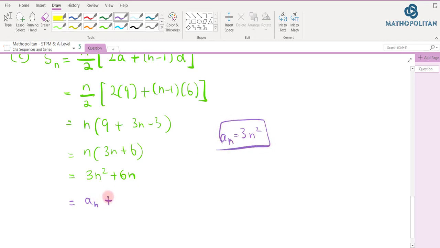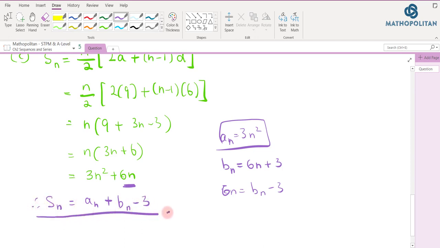But what about 6n? From our previous question, part A, we found out that B sub n is equal to 6n plus 3. So in this case, 6n is equal to B sub n minus 3. So 6n, we can substitute it with B sub n minus 3. Great, so that completes the question for part C.